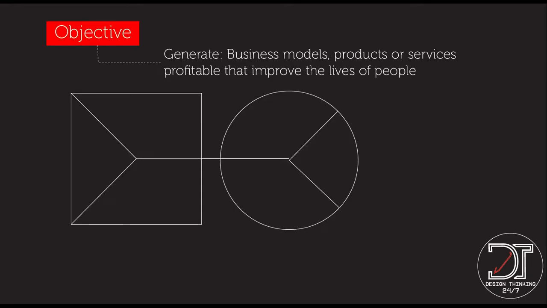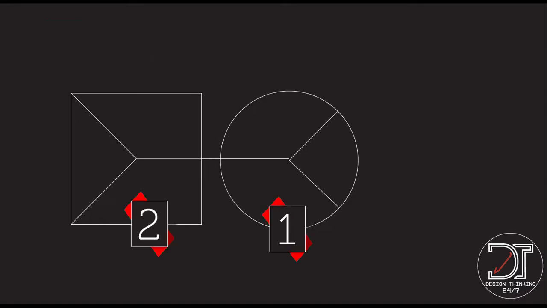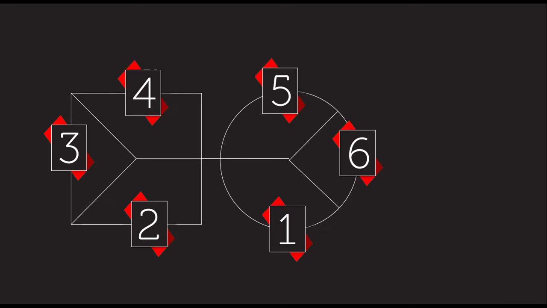Okay, so the value proposition has a general objective, which is that products or services should be profitable and improve the life of the people. This is the value proposition. It has 6 parts. This is the way I do it.